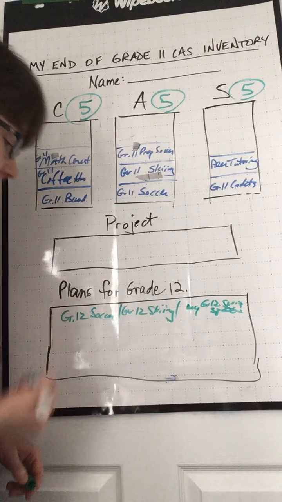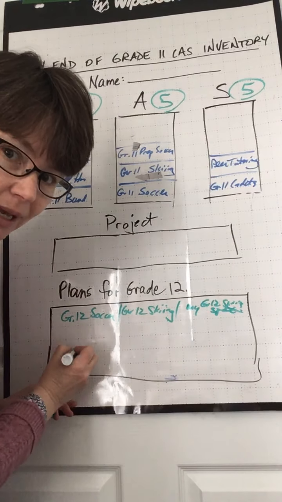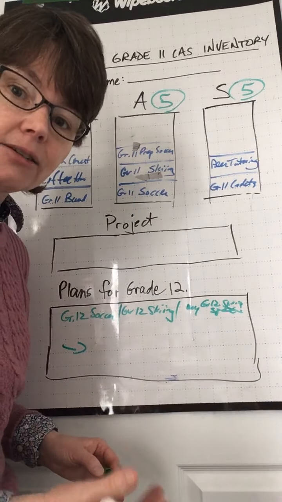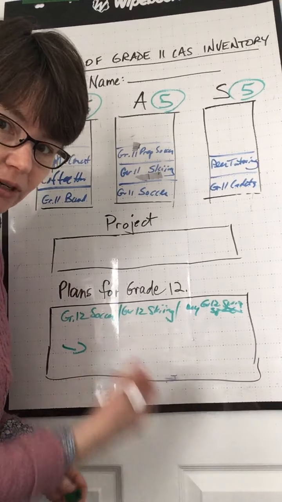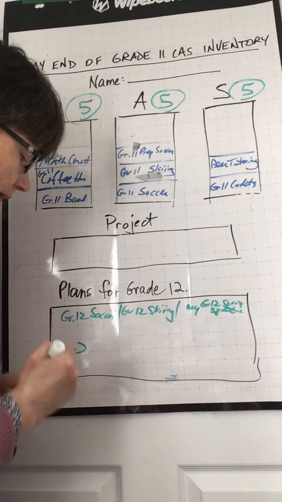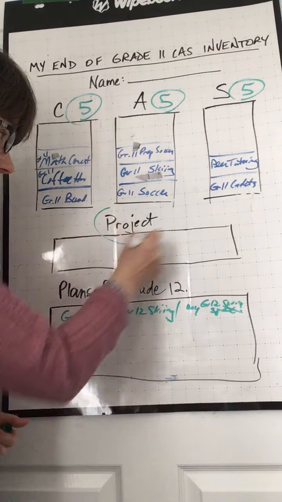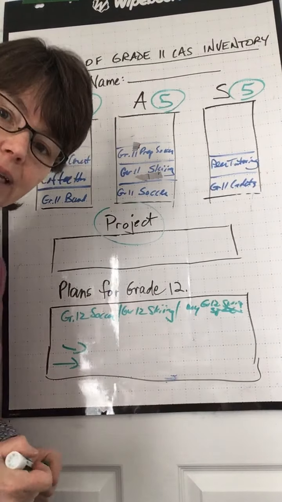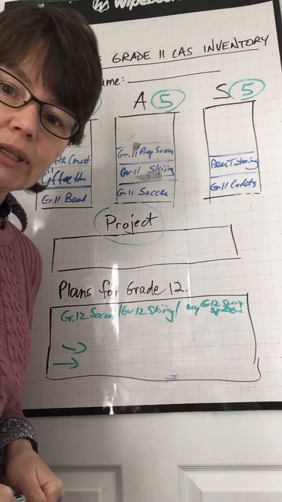For service and for creativity, you're going to put some ideas down here. They don't have to necessarily happen, but you're brainstorming. You're thinking of ideas of things that will help you fulfill these requirements. And if you don't already have your project, then you also need to brainstorm some ideas here of how you're going to complete your project.